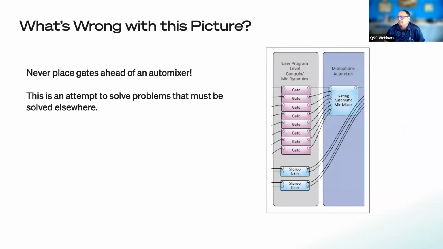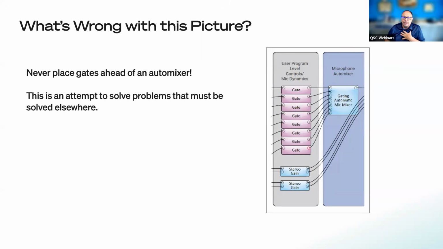What's wrong with this picture? I like to say we're paying our Visa with our MasterCard or whatever. So essentially we have a gate before a gating mic mixer. So that's just going to cause a tremendous amount of issues.